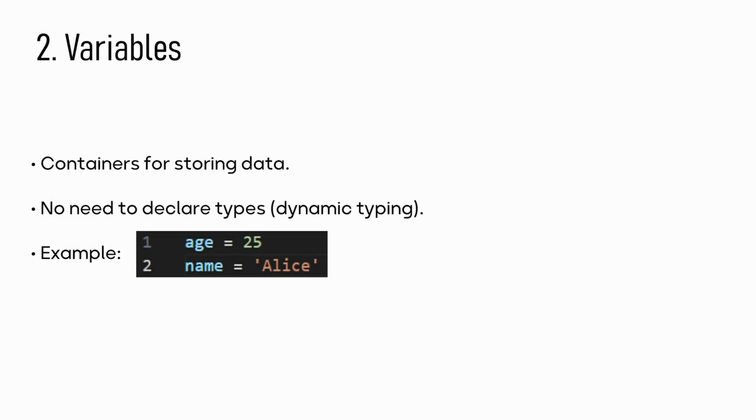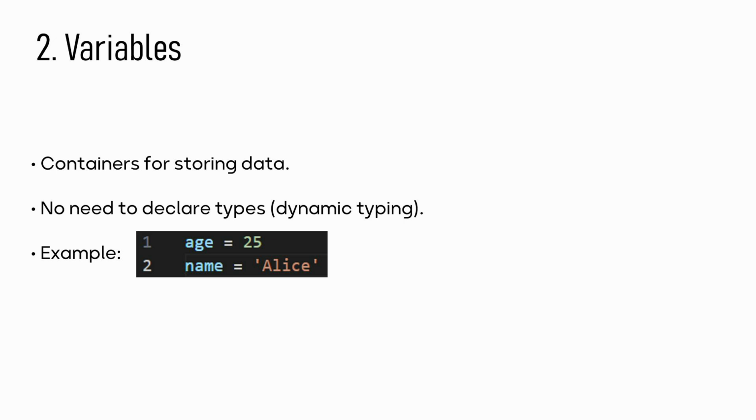Variables. Variables are like containers that store information. In Python, you don't need to declare the type of a variable. Just assign a value and Python will figure it out. For example, if you write age = 25, Python knows that age is an integer. If you write name = 'Alice', it's a string.